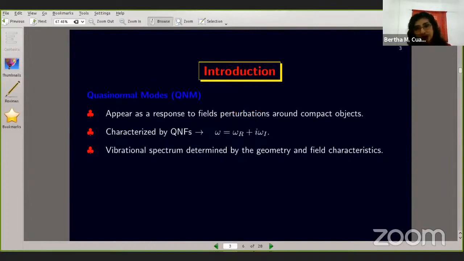The good thing here is that these complex frequencies only depend on the geometry that we are perturbing and also on the field characteristics. I mean, if we consider a scalar, a vector, a spinorial, or even a gravitational perturbation.